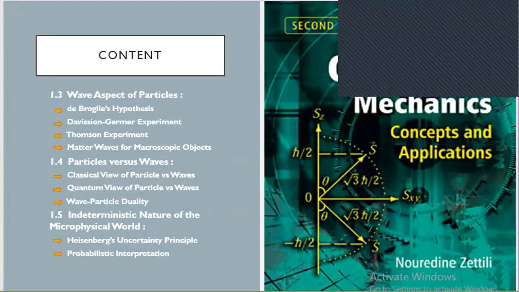These are the topics included in this article. Section 1.3 includes wave aspect of particles. It includes de Broglie's hypothesis, Davisson-Germer experiment, Thomson experiment, and matter waves for microscopic objects. Section 1.4, that is particles versus waves, covers the classical view of particles versus waves, the quantum view of particles versus waves, and wave-particle duality. Section 1.5 is the indeterministic nature of the microphysical world. It includes Heisenberg's uncertainty principle and probabilistic interpretation.